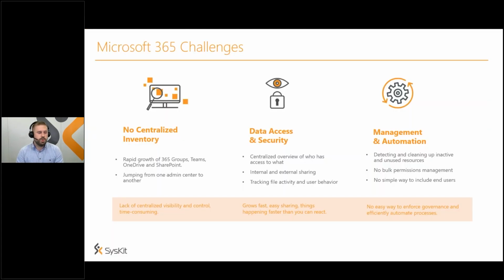And to go into that a bit deeper, one of the first things that all of those companies are saying is there is a lack of centralized visibility and control. I believe we all agree that jumping from one admin center to another is not the best thing when you need to manage and control an ever-changing environment. Also, things do happen fast, sometimes even faster than you can react. So it's critical for your data access and security to be able to have a centralized overview of who has access to what. And finally, lack of easy to use management and automation capabilities.